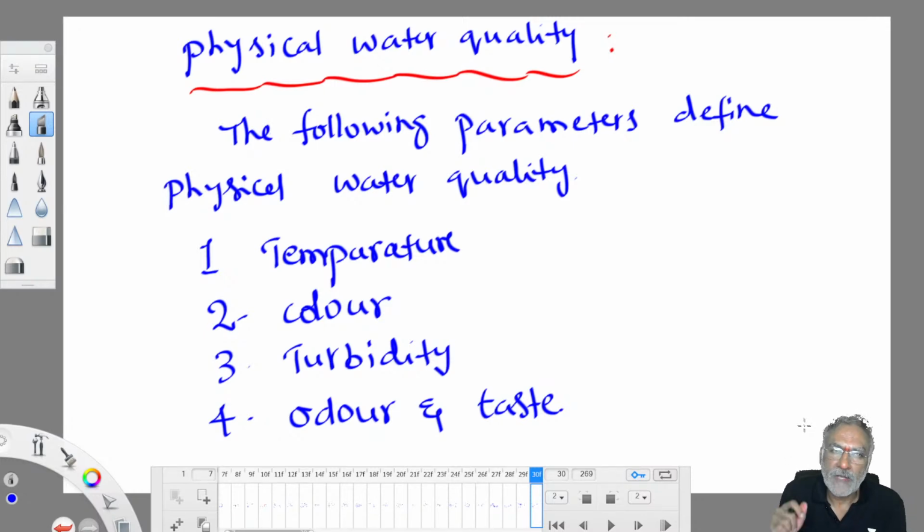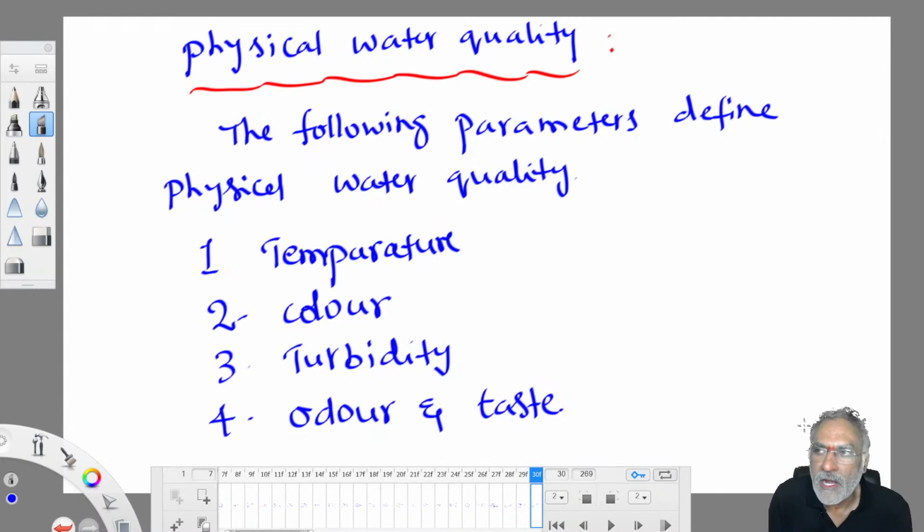Physical water quality parameters define those water quality parameters which respond to the human sensory system. We have got eyes, nose, ears, and tongue. Using our human sensory system, without our knowledge, we test physical water quality. If it pleases you, the consumer accepts. If the water doesn't please the consumer, he rejects it straight away. Simple. Consumer acceptance is the first priority.